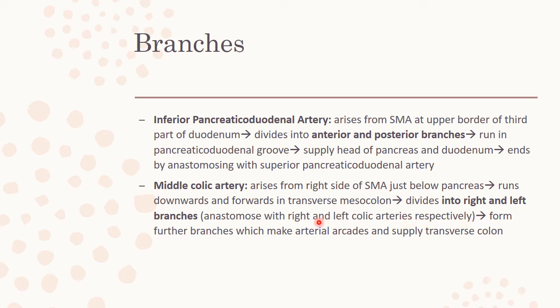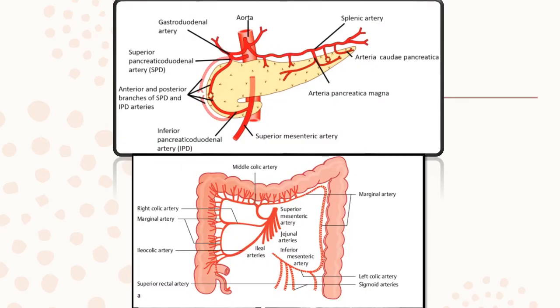The right colic artery, we have said this is the branch of the superior mesenteric artery. The left colic artery, we will study later on, is a branch of the inferior mesenteric artery. And over here it will form further branches. These will make arterial arcades, which you are going to study when you study the large intestine, and they are going to finally supply the transverse colon. So this is the blood supply of the pancreas and the duodenum in all of its entirety.